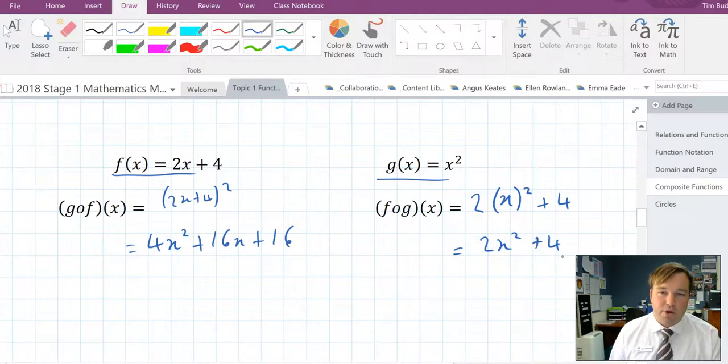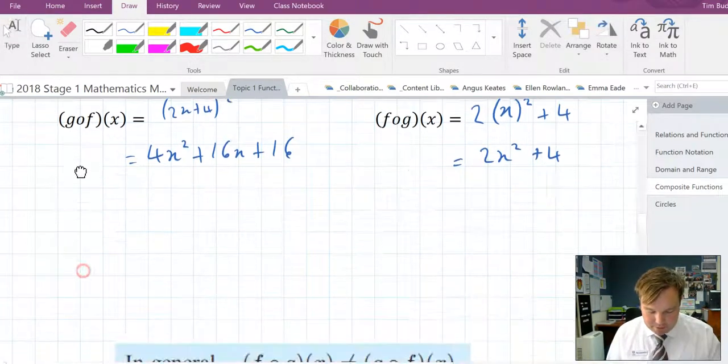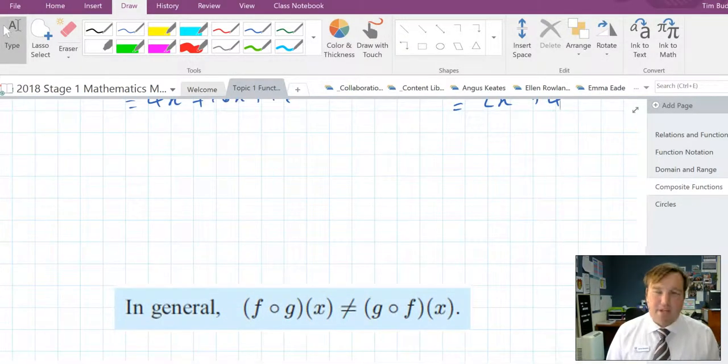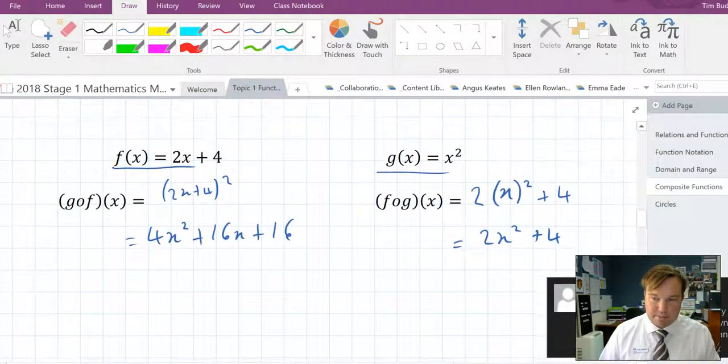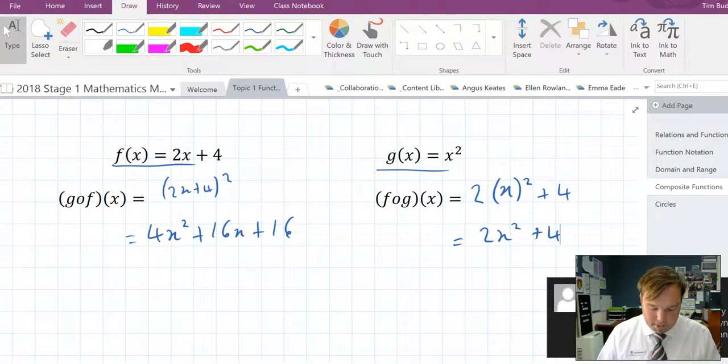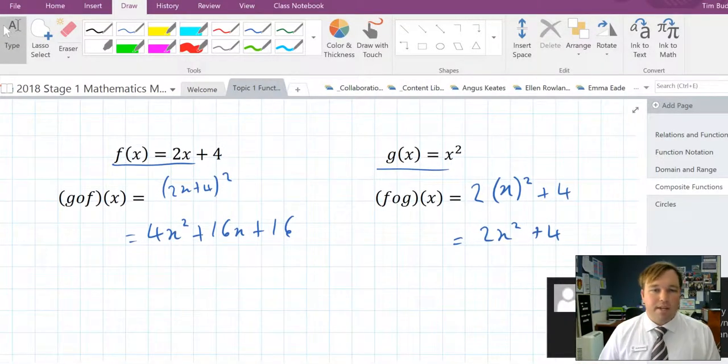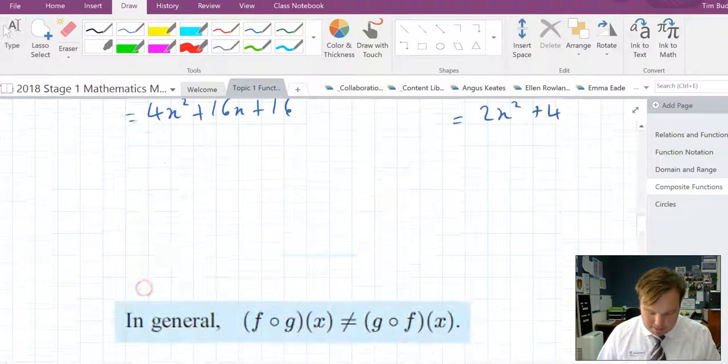So it's important to note that in general, as the textbook definition, f of g of x is not equal to g of f of x. There are particular examples where that happens, but in general, we wouldn't expect them to be the same.